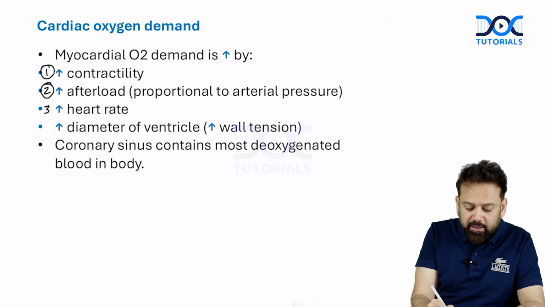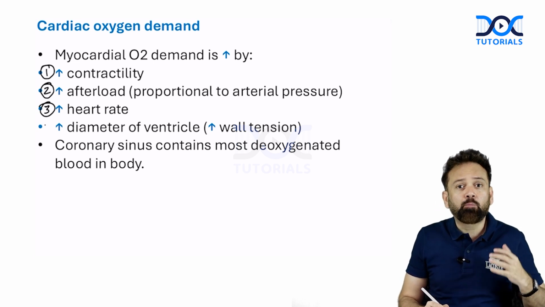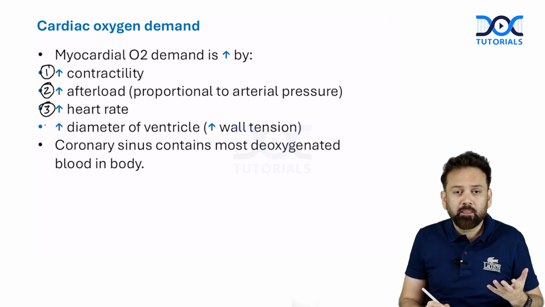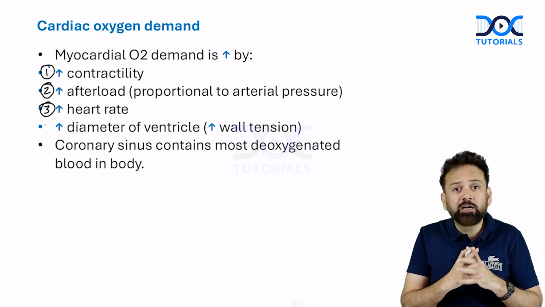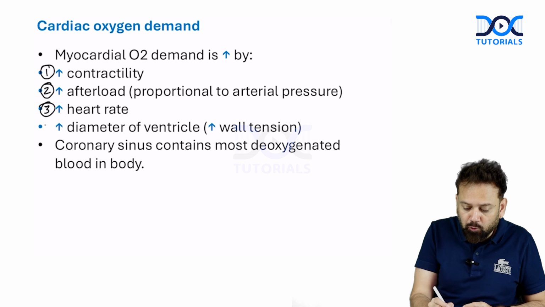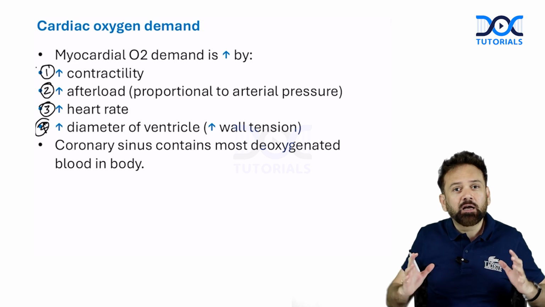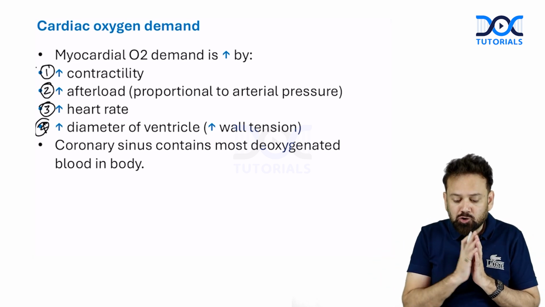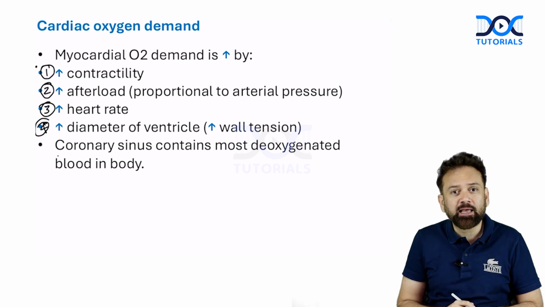Number three, if there is more tachycardia, more heart rate, or you can say positive chronotropy, it has to pump more and more again and again, so you need more oxygen again. Fourth, if there is an increase in the diameter of the ventricle because of the increased wall tension, again they need more oxygen. So please do remember, plenty of times all these four have been asked in your exam.